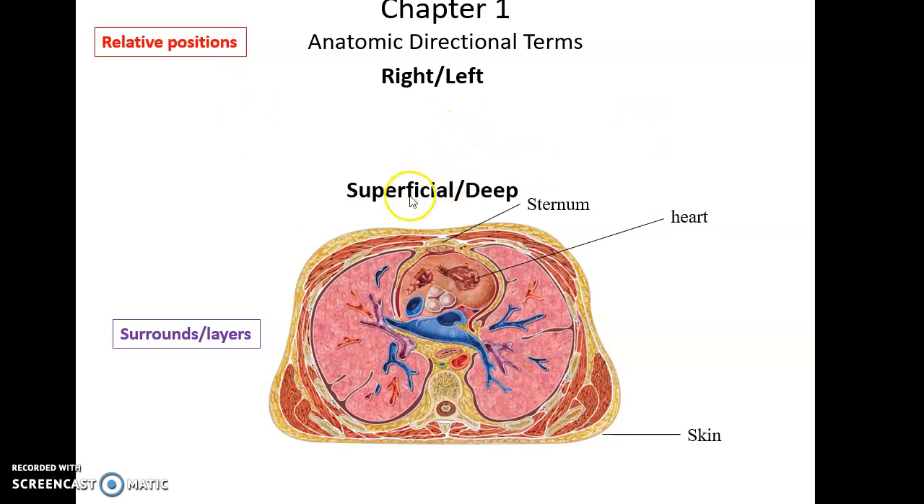Then we also have the two terms superficial and deep. Superficial means closer to the surface of the structure, deep means further away from the surface. Usually this is referring to things that are surrounding each other. It might be layers of an organ, something like that. So for instance, the skin is superficial to the heart. Skin surrounds the heart. Skin is closer to the surface. The heart is deep to the skin. But if we wanted to talk about the heart and the sternum, we would say the heart is posterior to the sternum.